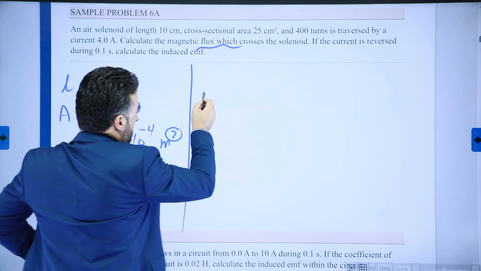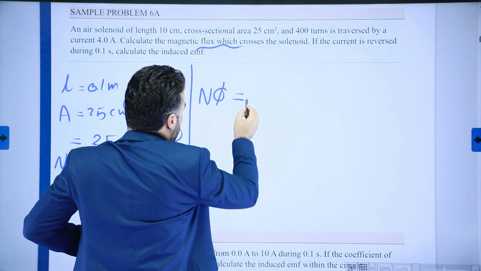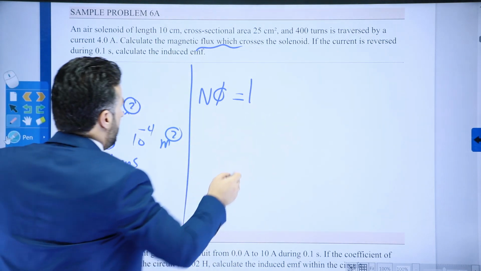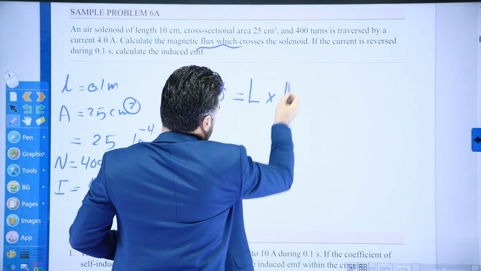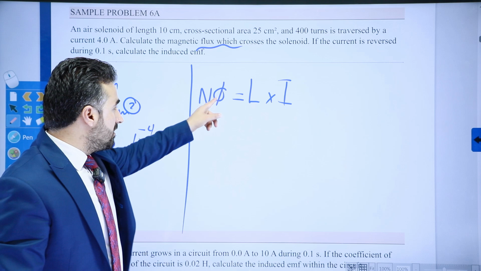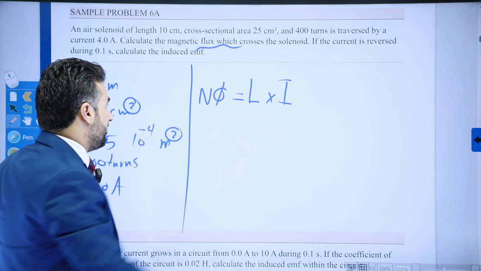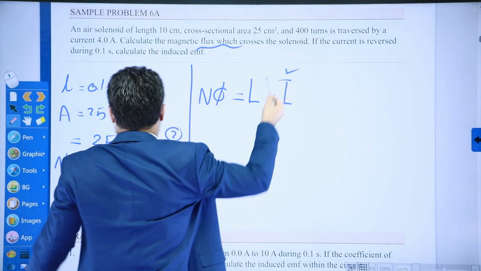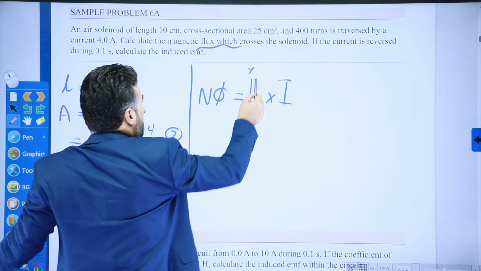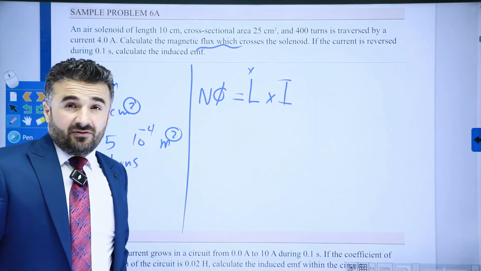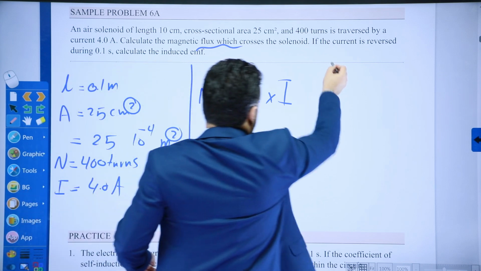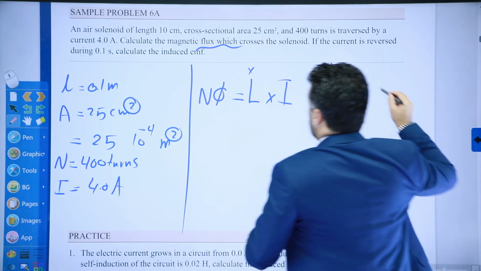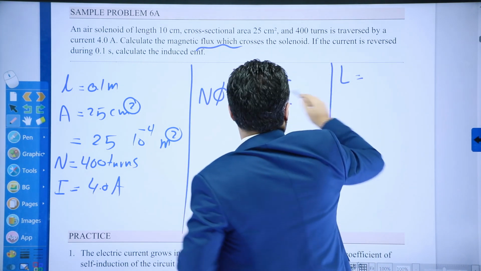So magnetic flux, we said N times magnetic flux equals L times the current. Do you remember this part of the equation? So in order to be able to calculate magnetic flux, you need to have the number of turns, which we do. You need to have the current, which we also have, but we don't have the coefficient of self-inductance for solenoid. So let's find the coefficient of self-induction or inductance for solenoid. So we'll say L, coefficient of self-induction, for solenoid, not a coil. I hope I didn't say a coil again.